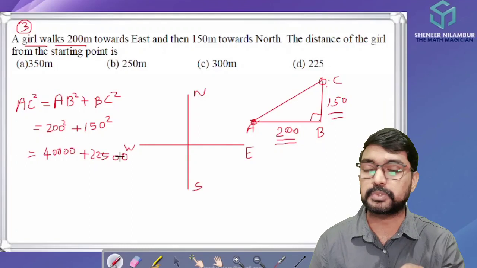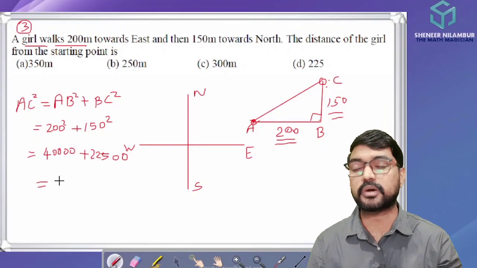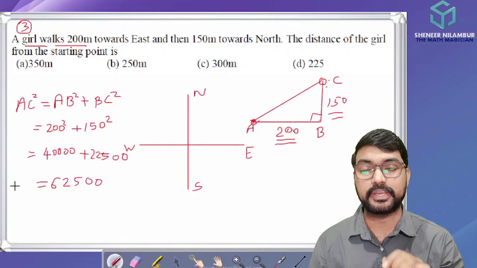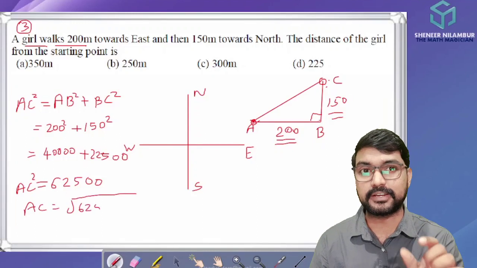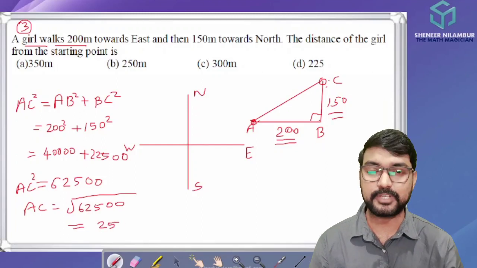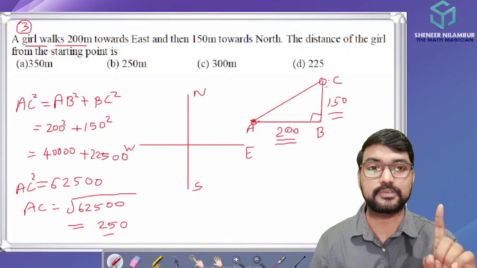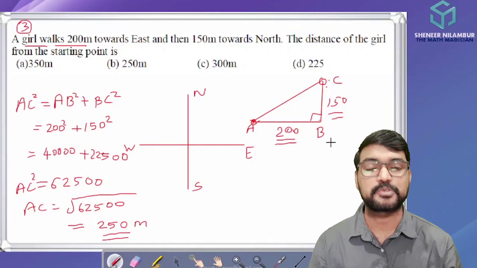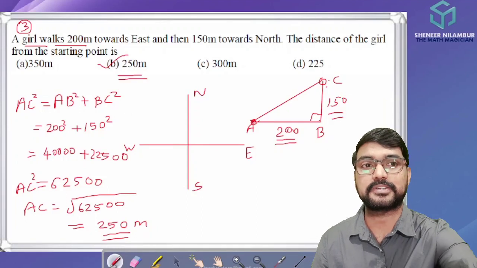So the answer is 22,500. Now we can add these two numbers, so we will get 62,500. This is AC square. We are required to find AC. So AC is equal to the square root of 62,500. Here 62,500 means the square root of 625, which we know is 25. We already studied squares till 30. Two zeros coming means in the square root there will be half the number of zeros, that means one 0. So the answer is 250. Okay, so we got 250 as the distance from the starting point to the ending point.